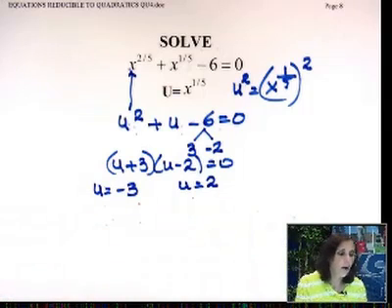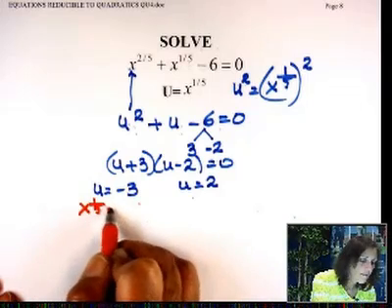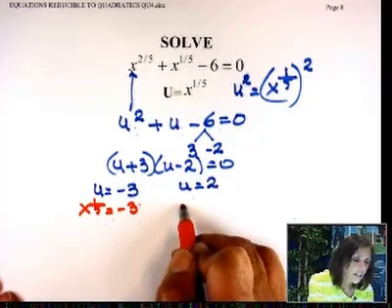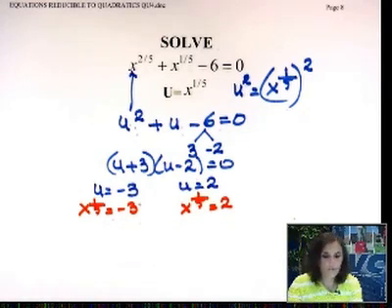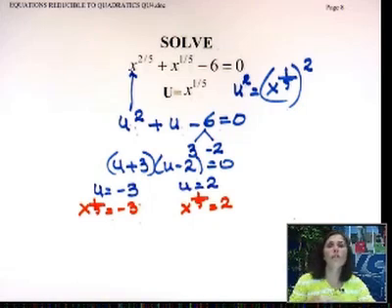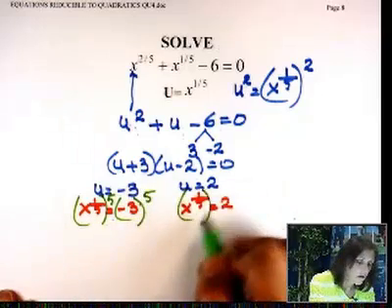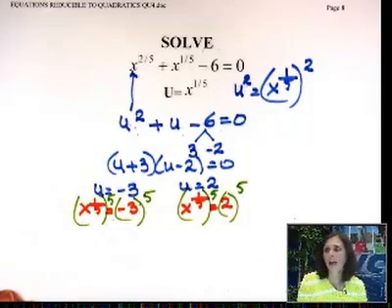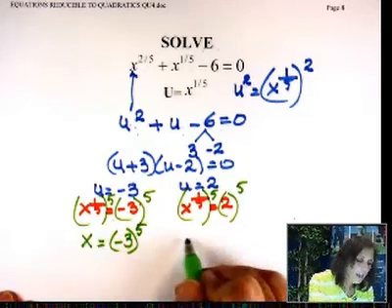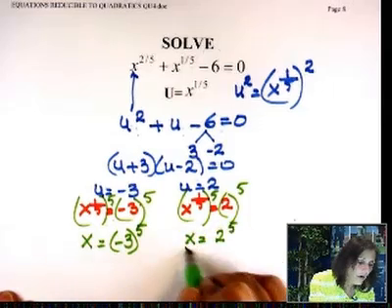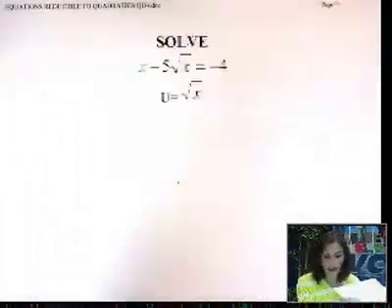Now substitute back. What was u to start with? U was x to the 1/5. What am I going to do now? To get rid of the 1/5, I need to actually take the 5th power of both sides. So what do I get? I'm going to get x equals negative 3 to the 5th power, and x equals 2 to the 5th power. Okay, does it make sense? Let's do another one.